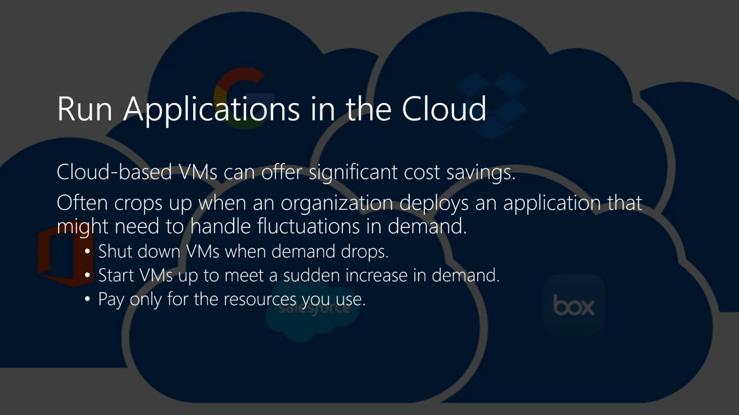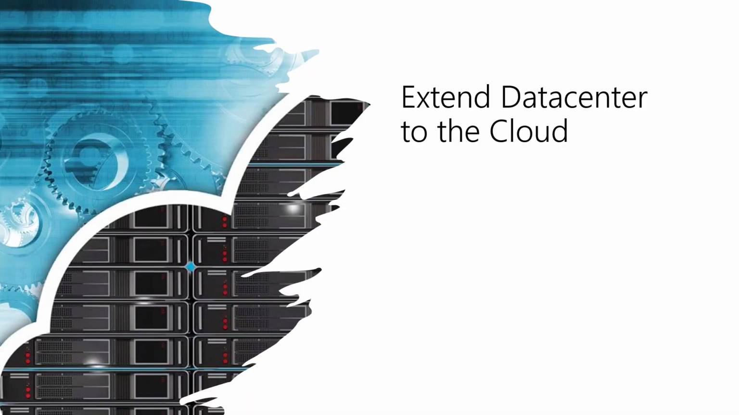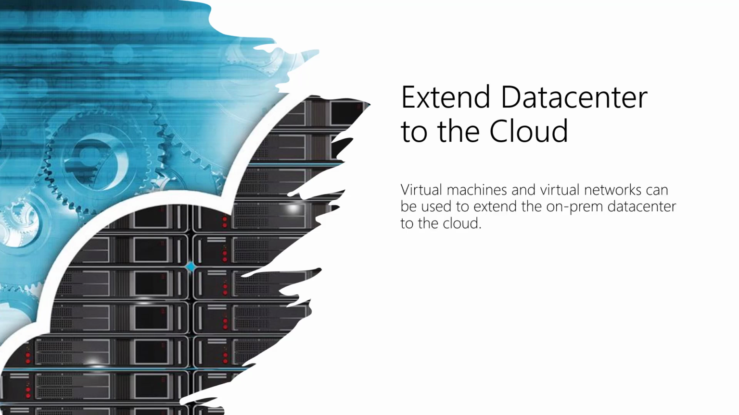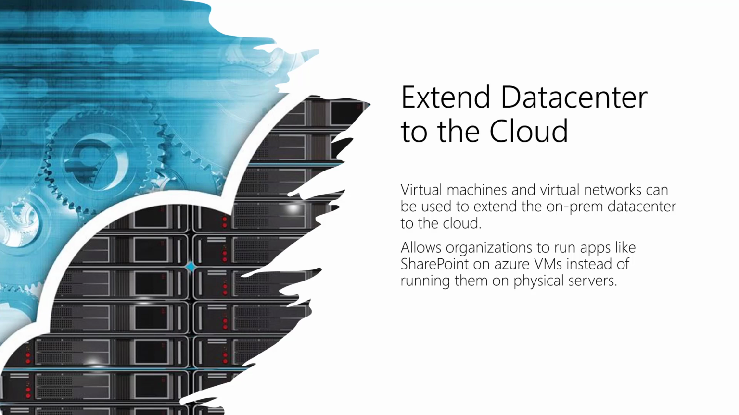As many organizations make the move to the cloud, they sometimes find that they can't leave their on-prem data centers behind for various reasons. In these cases, virtual machines and virtual networks can be used to extend their on-prem data centers to the cloud. What this does is allow the organization to run apps like SharePoint on Azure virtual machines instead of running them on physical servers that reside in the on-prem data center. This makes it easier and sometimes even less expensive to deploy apps like these than it would be if they were deployed on-prem.